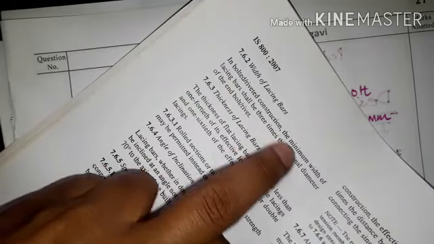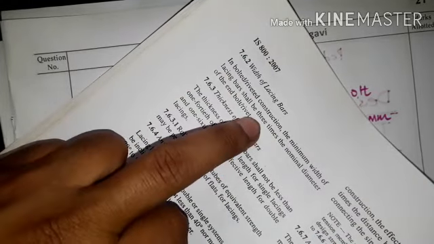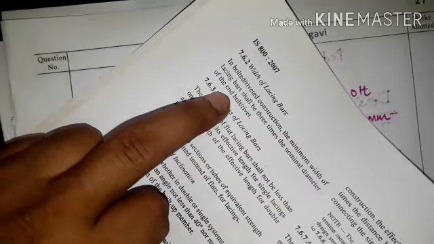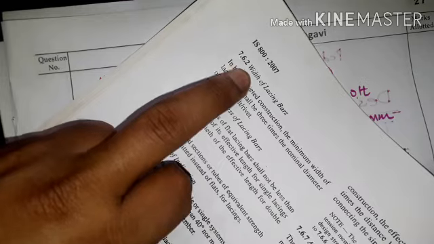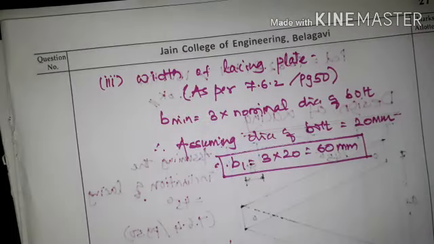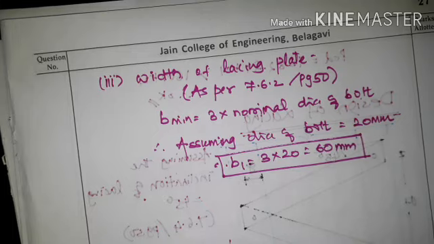Okay, so again, by referring the same clause, page number 50, I'll just show you width of lacing plate. You can see width of lacing bar. In bolted riveted construction, the minimum width of lacing bar shall be 3 times the nominal diameter of end bolt or rivet. As per the clause number 7.6.2 page number 50, width of lacing bar. So we have taken 3 times the diameter. So we have assumed diameter is equal to 20 mm.